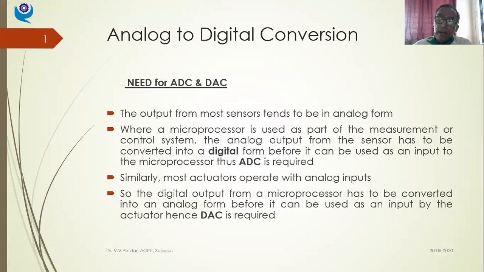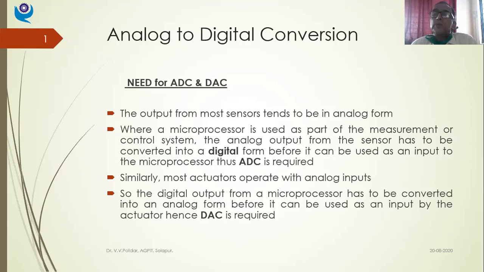Now, the actuator that I have can work only on analog signals, let us say. So, whatever signal is given out by the microprocessor or microcontroller, which is in digital form, cannot be used by my actuator. The actuator works on analog signal. So the digital signal coming out of a microprocessor or microcontroller is to be converted into analog form.